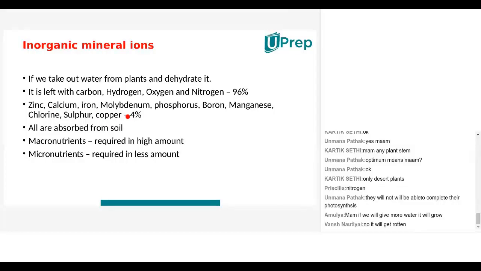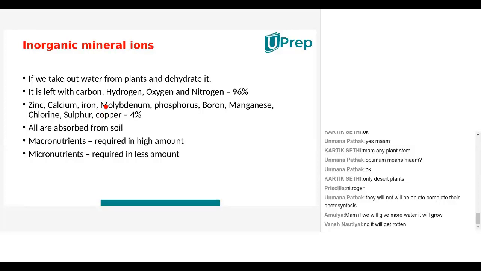So can you imagine, if you dry a plant, if you extract all the water, maybe you put it in a dehydrating system and take out all the water from it, the plant will be left with a lot of mineral ions, right? It will be left with 96% of these four, and 4% of several other trace elements. These are known as trace elements because they are required in very little amount. Correct? Now, all are absorbed from soil.